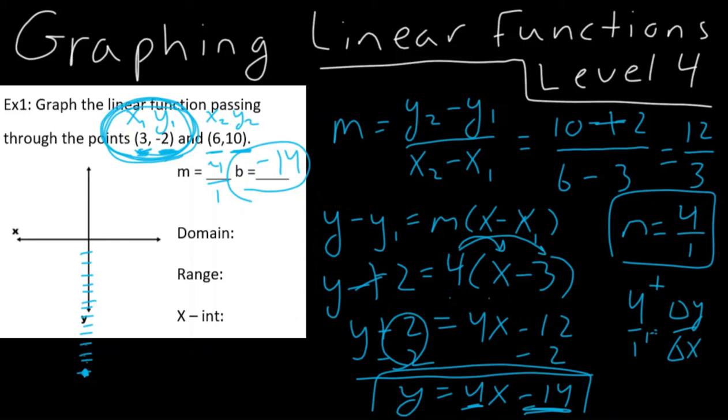So 1, 2, 3, 4 to the right 1, 1, 2, 3, 4 to the right 1. And as y'all see, we get back up on this graph very quickly.